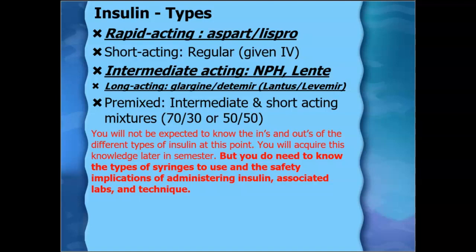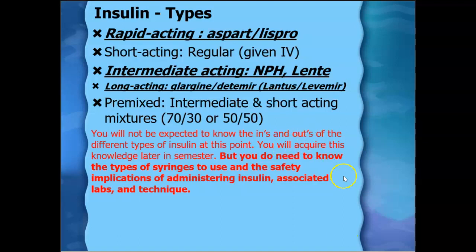Okay, so we have rapid acting insulin. We have short acting. We have intermediate acting, and we have long acting, okay? So again, rapid acting or Lispro, short acting or regular insulin, right, which is the one you can give IV. Intermediate acting, which is NPH, and then long acting, which is Lantus, okay? Then we also have pre-mixed solutions, which are intermediate and short acting mixtures. So that's a 70-30 or 50-50 solution.